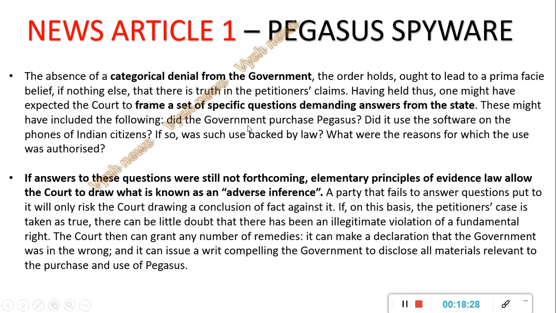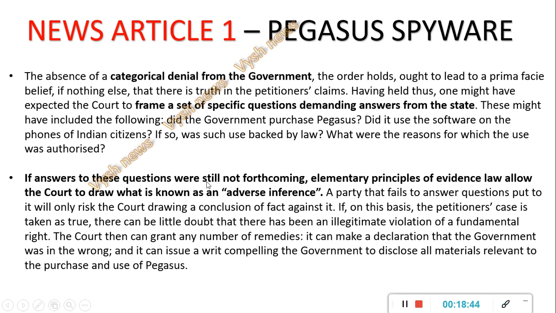Like, did the government purchase Pegasus? Did it use the software on the phones of Indian citizens? If so, was such use backed by law? Was there any law supporting it? Then what were the reasons for which the use was authorized? So these kinds of questions the court should ask the state, the government.